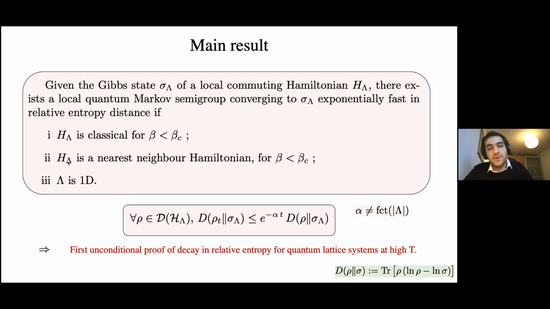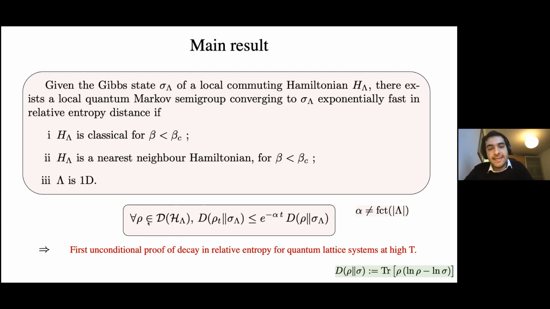The second condition is when the Hamiltonian corresponding to your Gibbs state is a nearest neighbor Hamiltonian for any dimensional lattice. And again, you're above some critical temperature. And the last case is that lambda itself is a spin chain, so a 1D lattice. So what I mean by exponentially fast decaying relative entropy is precisely that this inequality holds.